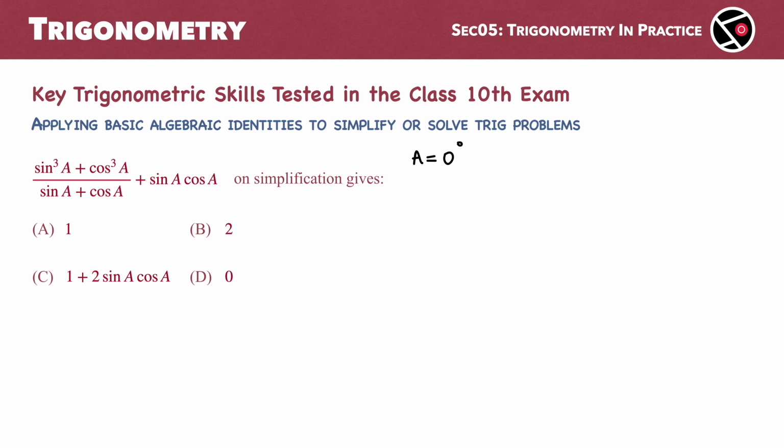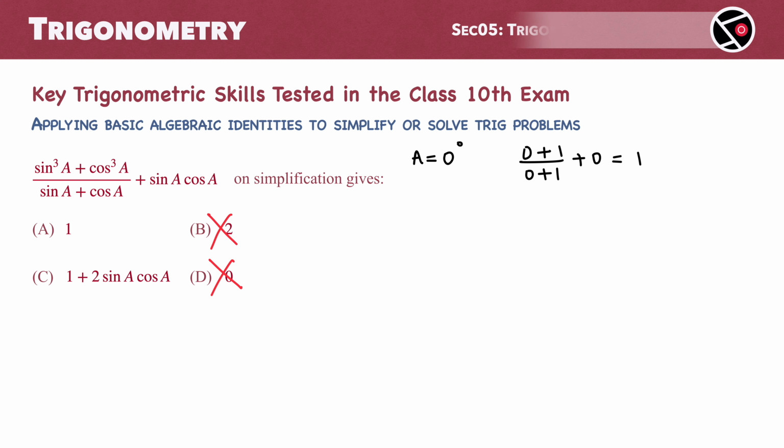At A equal to 0 degrees, our expression equals 1. That means we can eliminate options B and D. Option A is 1, so we keep it. What about C? At A equals 0 degrees, option C also gives 1, so we cannot reject C. Now, I would usually pick 90 degrees next, but a quick mental check tells me that it won't help eliminate either A or C in this case.